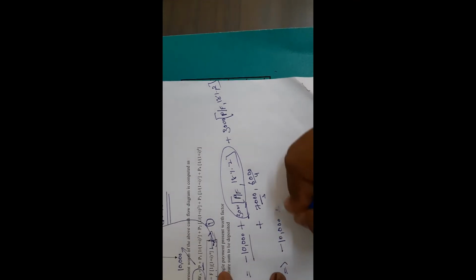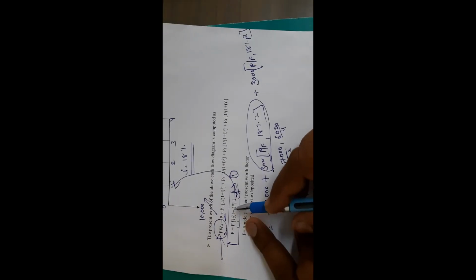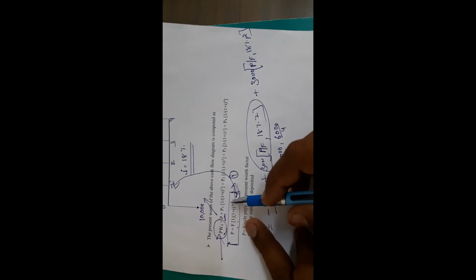Okay, so same as for 7,000 and 6,000 into calculate. This is for the 3rd year and this is after 4 years. Okay, so this equation we use for calculating the present worth amount. After calculating the present worth analysis, you put that value in the above equation, that is P equal to F into (1 plus i) raised to n.